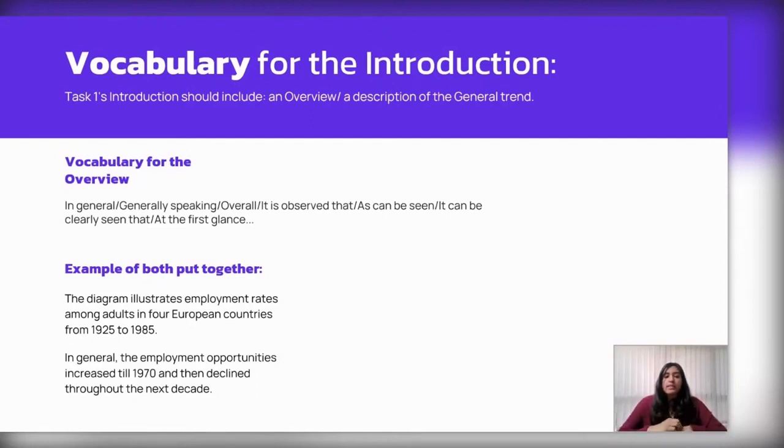All right, so we can see that we used "the diagram illustrates", diagram, illustrates. And maybe the question was phrased differently, so we've paraphrased it and used synonyms. And also for the overview we've used "in general", and our views on what we can see from that. And throughout the next decade, instead of saying "throughout 10 years", we said "the next decade".